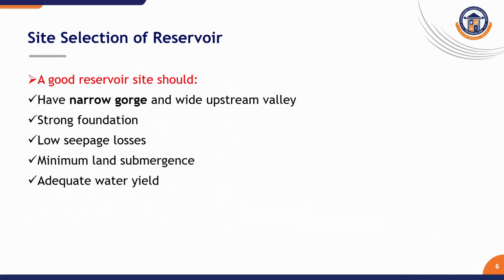The next topic is site selection for a reservoir. A good reservoir site should have a narrow gorge with a wide upstream valley, a strong foundation, minimum seepage, low seepage losses, and adequate water yield.